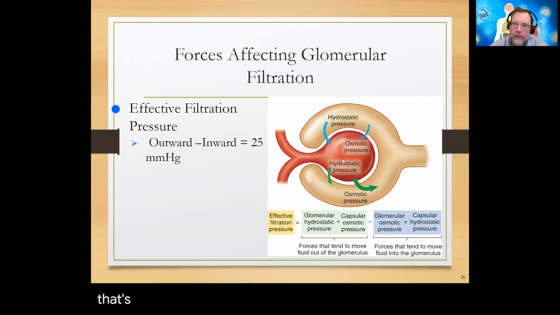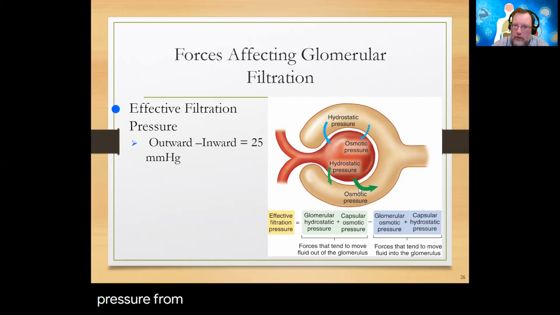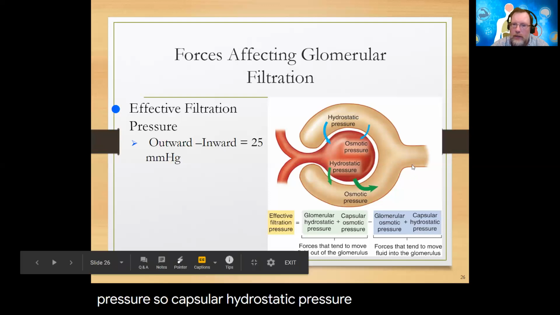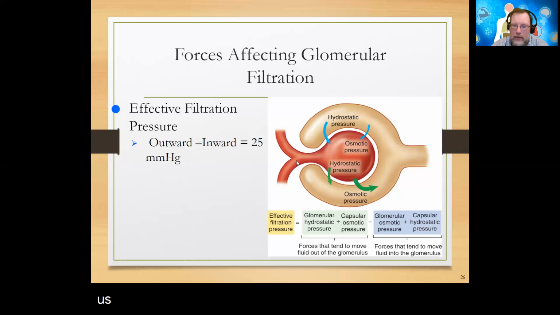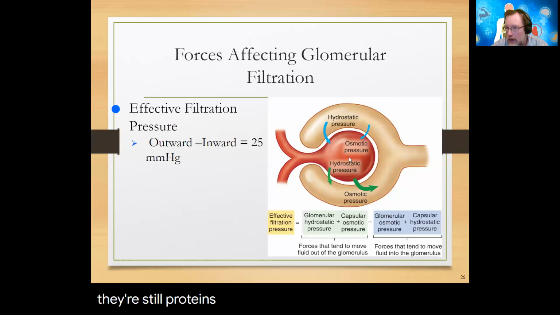And that's 75 millimeters of mercury pressure going in. So there's a resisting pressure from the Bowman's capsule, call it capsular pressure. So capsular hydrostatic pressure and glomerular osmotic pressure. Okay. So we'll do glomerular osmotic pressure. So pressure generated by the proteins left in the capillaries. So there's still proteins in here.